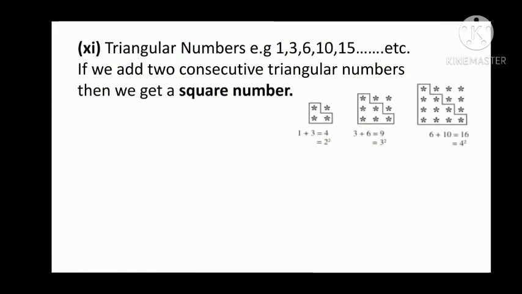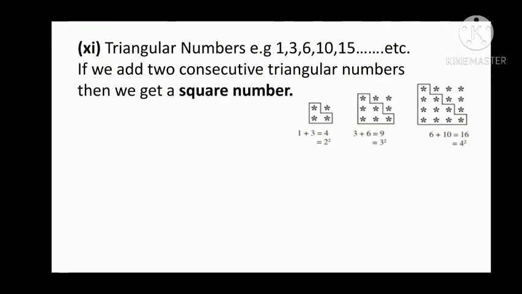Like if I add 1 and 3, these two are triangular numbers, then I get 4, which is equal to 2 square, which is a square number. Another example is 3 plus 6, that is equal to 9. 3 and 6 are two triangular numbers, 9 is equal to 3 square, which is again a square number. 6 and 10, these two are triangular numbers. Together they add up to 16, which is equal to 4 square, which is again a square number.